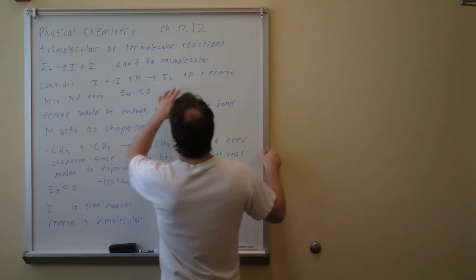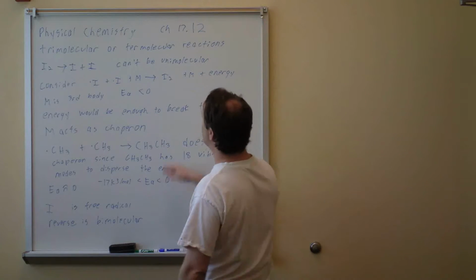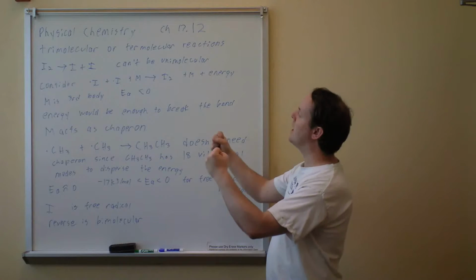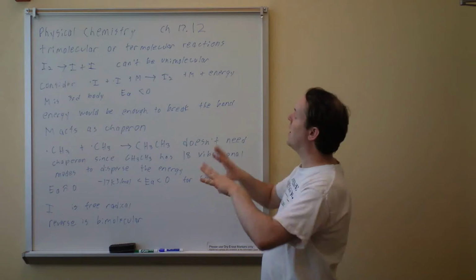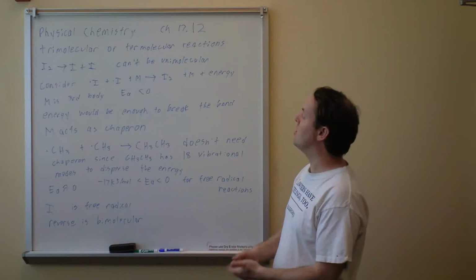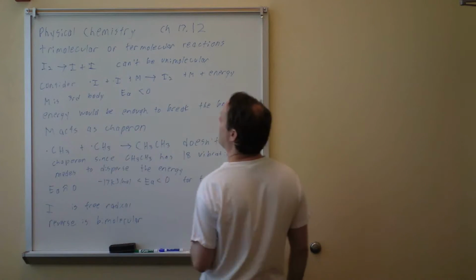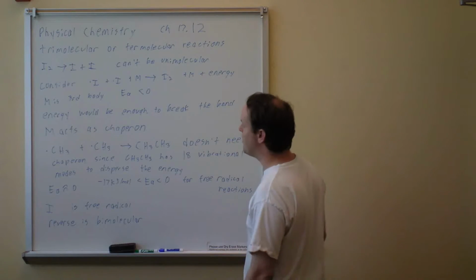So this energy given off by this exothermic reaction would be enough to break the bond. Think about it. You have iodine atoms, they come together, they give off energy. That's enough energy to break it apart again, and that energy has nowhere to go. So this M, we're also saying, is acting as a chaperone, basically to move stuff around.